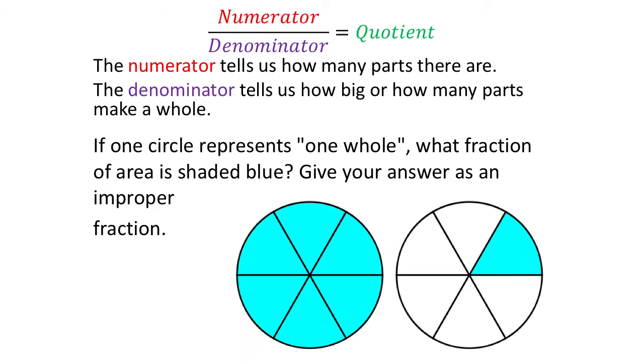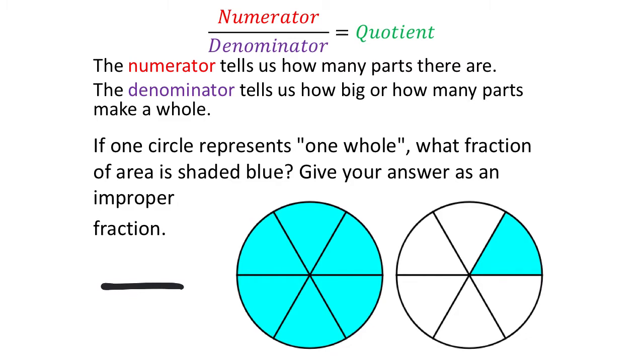All right, same thing on this one. If one circle represents one whole, then we need to write this scenario as an improper fraction. But again, we're looking at what fraction of the area is shaded blue. So improper fraction means we should only have one numerator and one denominator. So I'm just going to write these in. I'm not going to worry about the boxing anymore.